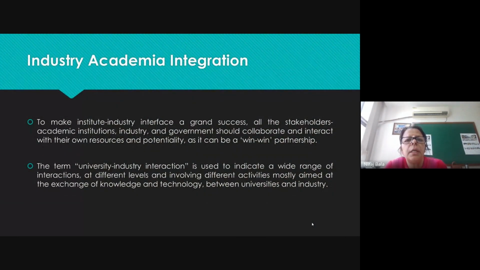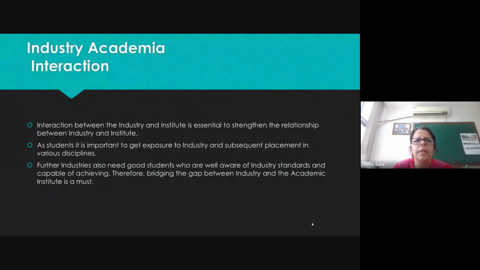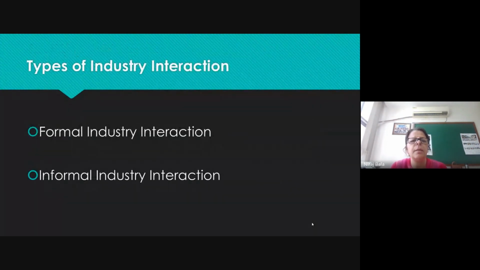Now, industry academia integration. This we have already understood. There is a term known as university industry interaction. The interaction between the industry and institute, we have understood, is essential. And further, industries also need good students. It is not only one way. The industries also need good students who are well aware of the industry standards and capable of achieving. Therefore, bridging the gap between the institute and industry is a must.